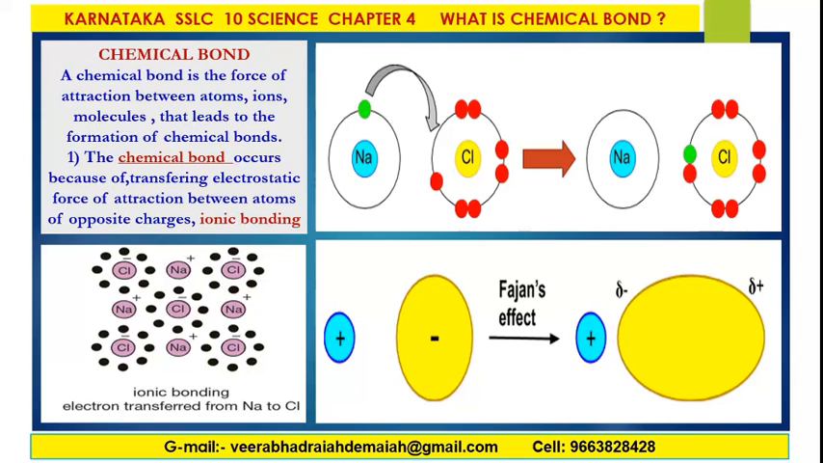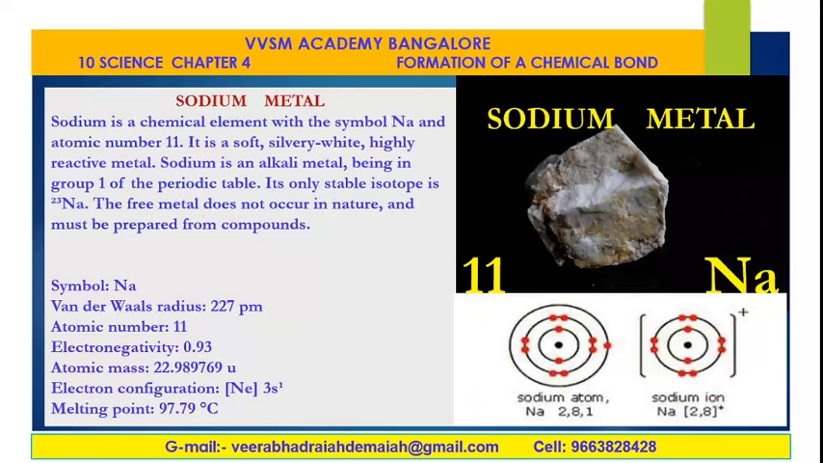Fajans effect. The Fajans effect will be discussed. Small charges, delta minus and delta plus, arise during the reaction or in the structure. Well, sodium metal. Sodium is a chemical element with the symbol Na and atomic number 11, van der Waals radius 227 picometer, and all those things. This is sodium metal, my dear friends, having atomic number 11.